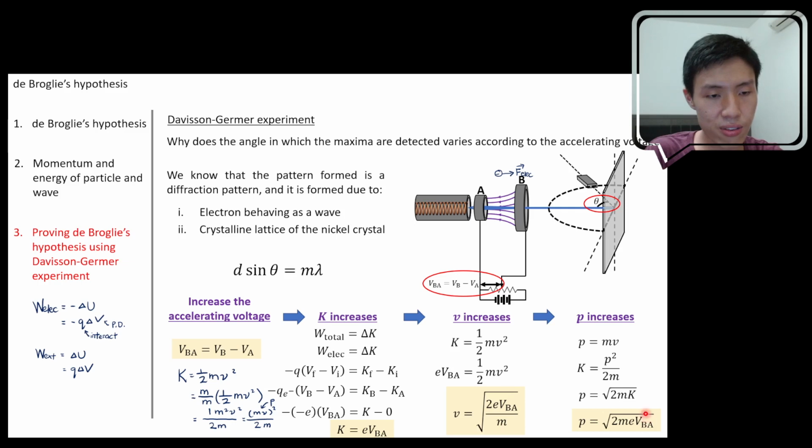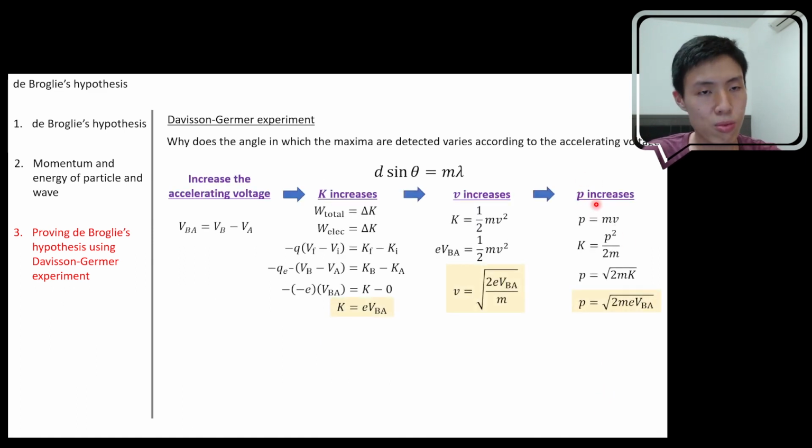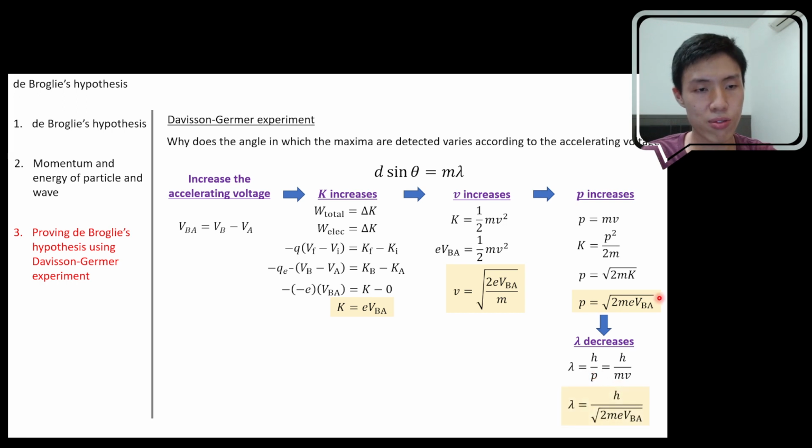Again, by increasing the accelerating voltage V, we are causing the momentum to increase. So the increase in V causes an increase in P. Next, using the equation that we derived in the previous video, lambda is equal to h over p, if we increase our momentum, it will cause our lambda to decrease. So now for the first time, we can see that the increase in accelerating voltage will cause the electron wavelength to decrease. Of course, you can substitute p with the square root of 2meV over here.